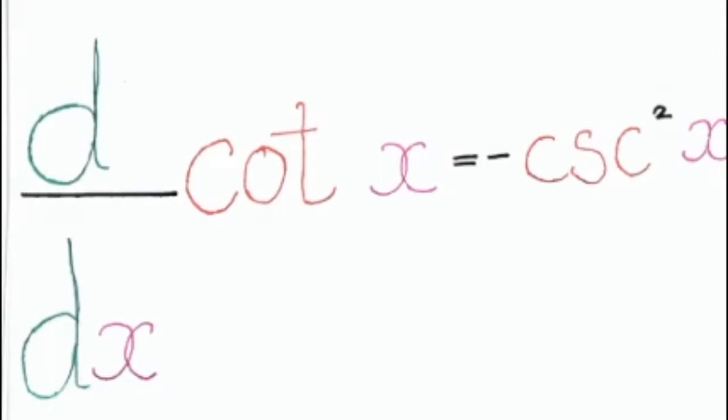So if you look at this, it may help you to remember that the derivatives of the co-functions have a negative sign in front of them. So the derivative of cosine and cotangent end up with a negative, whereas the derivatives of sine and tangent do not have this negative sign present.